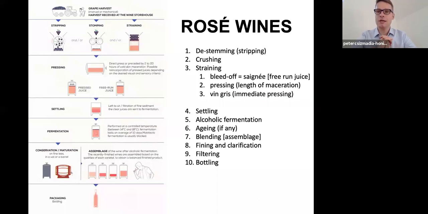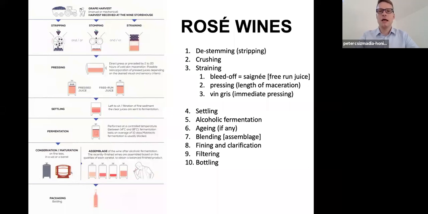Once this has happened and you've got the product, then you will be moving on to fining, clarification, and filtration. I will consider these during the next slides, and then you will be ready for bottling your rosé wine.